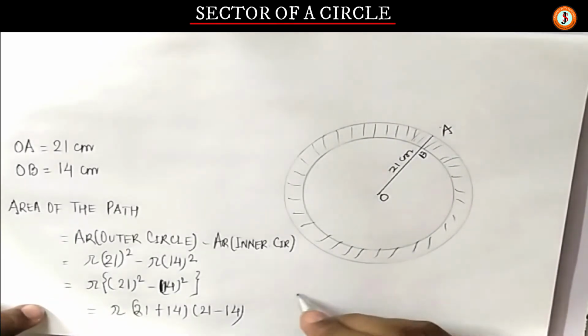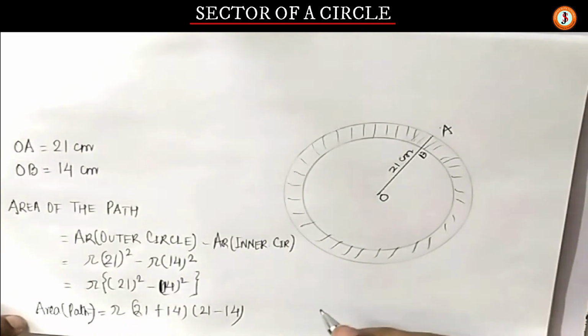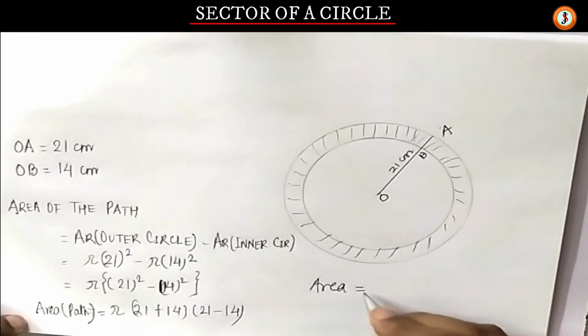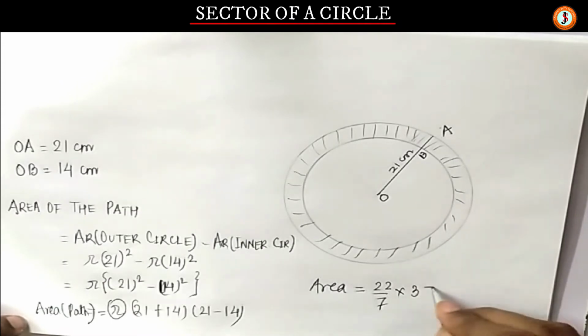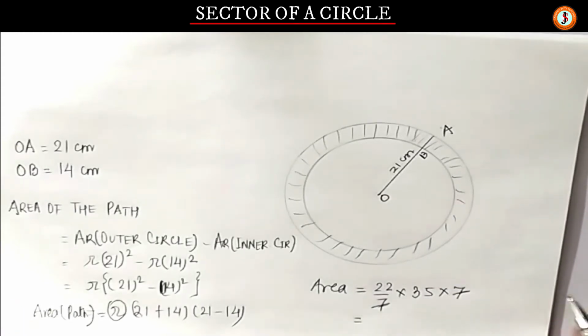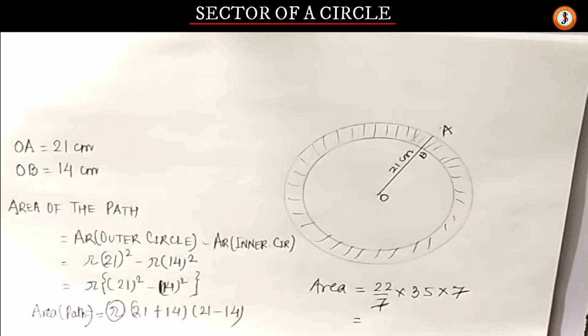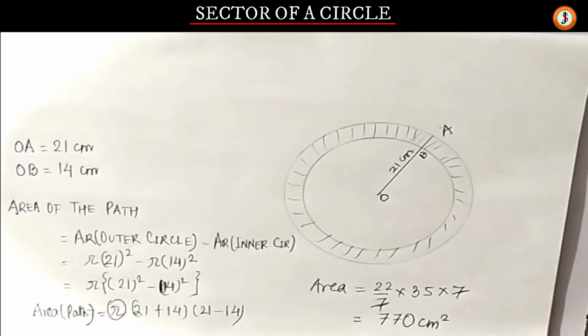So now from here, area of path. So what will be the area? Let us see. Pi will be 22 by 7, into 21 plus 14, which is 35, into 21 minus 14, which is 7. Now 7 cancels, so this will be how much? This will be 770. So Sachin sir, 22 into 35 is how much? It will be 770 centimeters square.